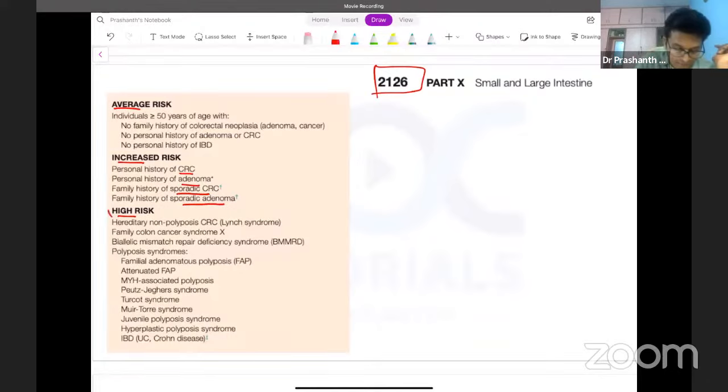High risk is very specific. It's a hereditary condition, familial colon cancer, biallelic mismatch repair DNA syndrome, and polyposis syndrome. So these are all syndromes with, of course, IBD, which gets added at the last, which are high risk for malignancies. So know this high risk, the rest of them become less.